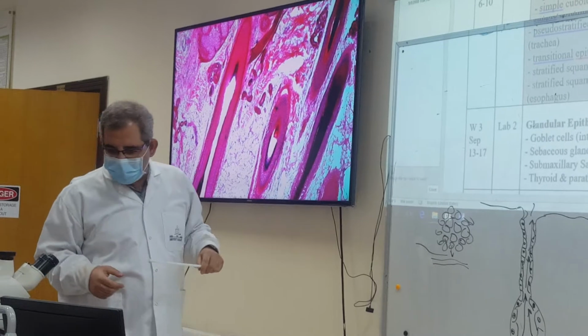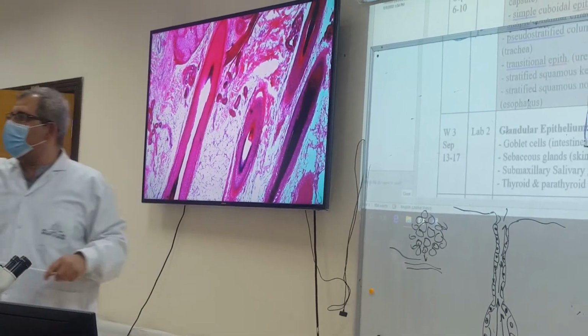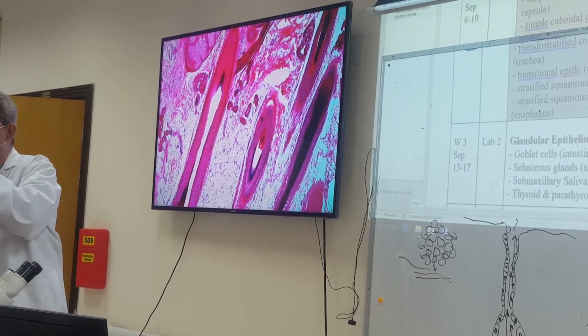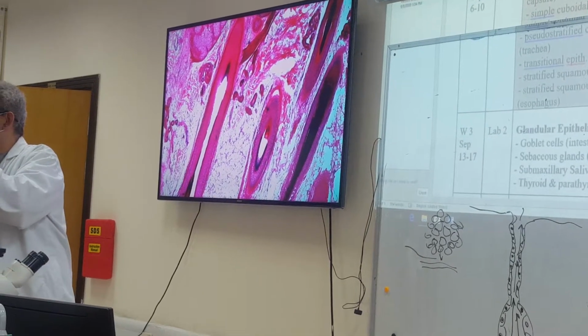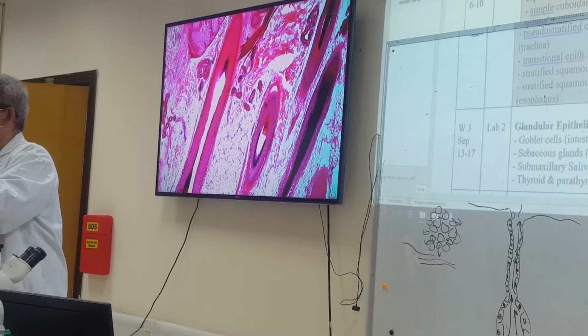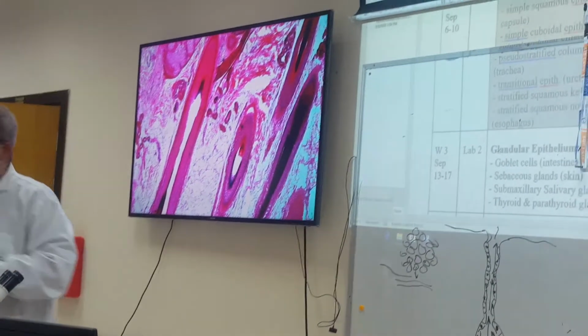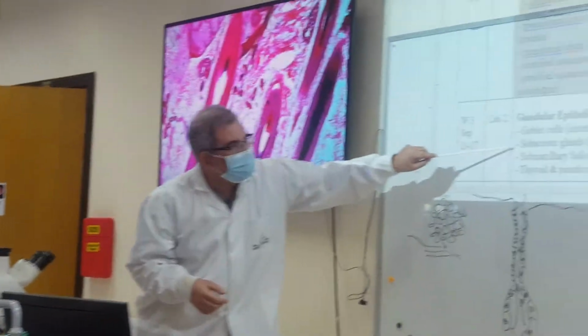We will try to figure out where these ones are. Of course there is one type, sweating glands, and another type around the hair. These are glands that secrete fatty-like material, the sebaceous glands. Today we will be just showing you the sebaceous glands.